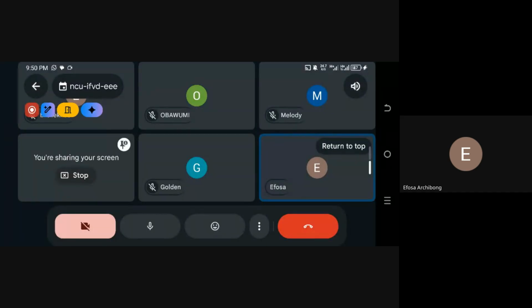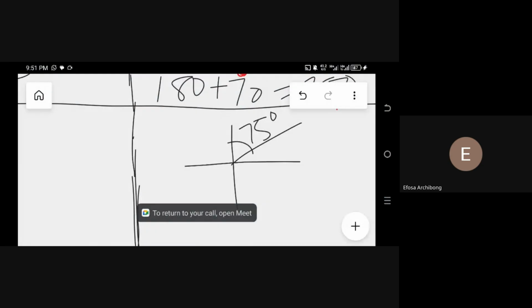So I think the answer is 15. A compass bearing cannot just be an ordinary 15. A compass bearing must be north so and so degrees east, or north so and so degrees west. So what exactly? Okay. North 15 degrees east. Okay.